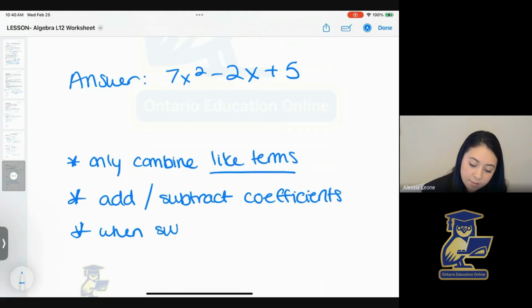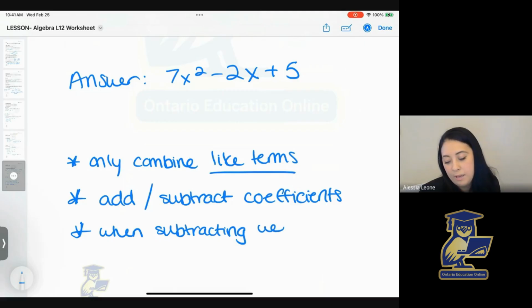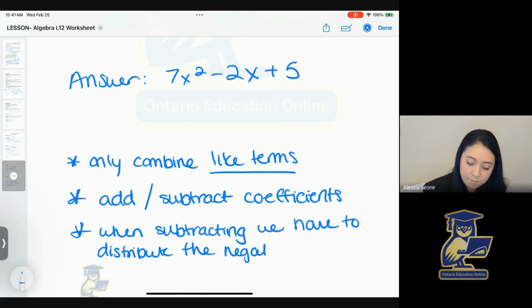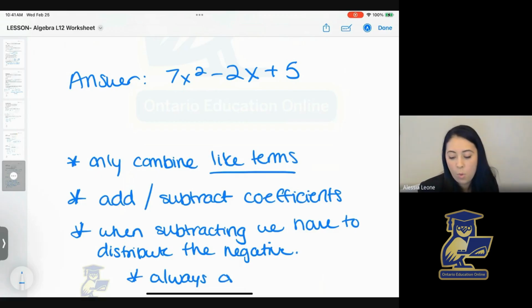When subtracting, we have to distribute the negative. Meaning we have to move that negative 1 into the brackets, distribute that negative 1 so that we get rid of our bracket. And our last one is always organize before solving.